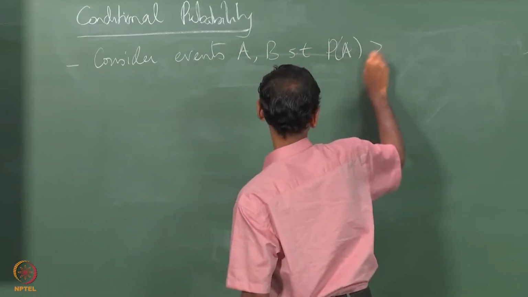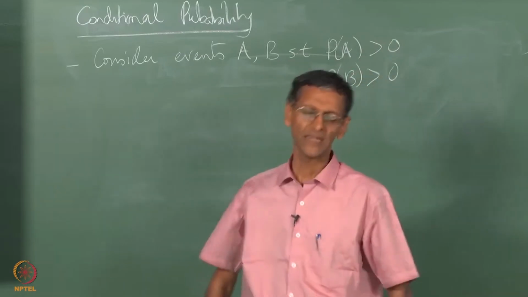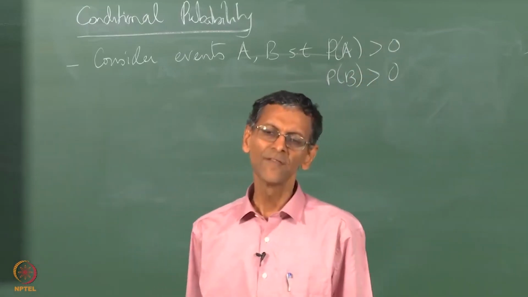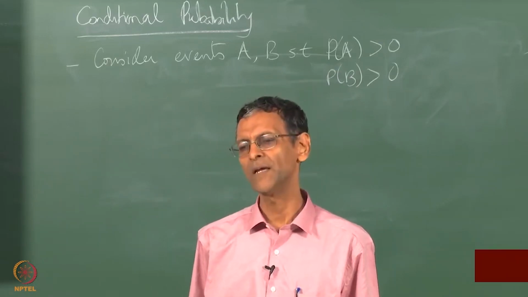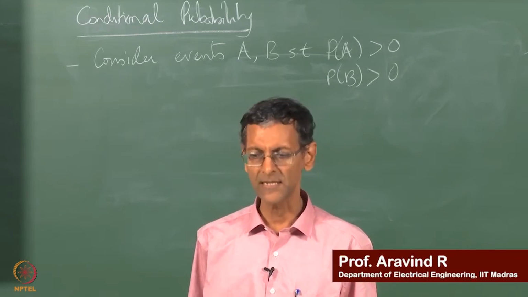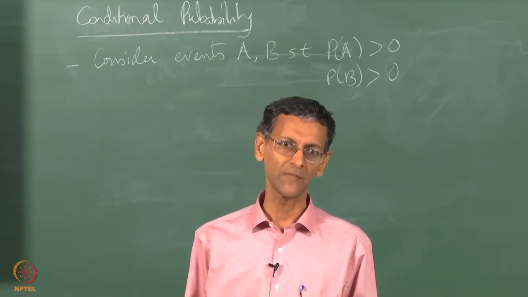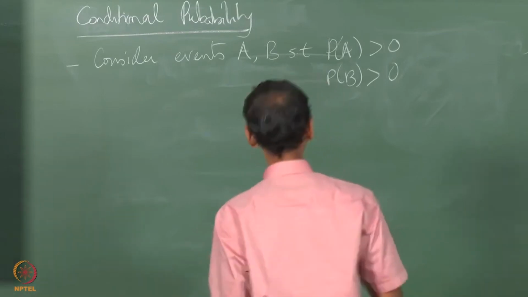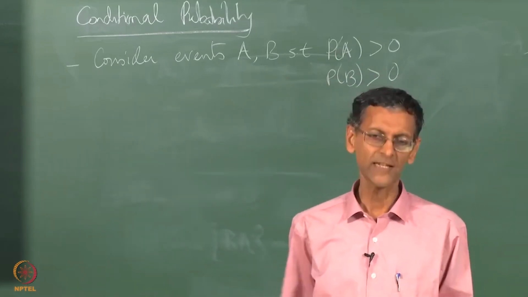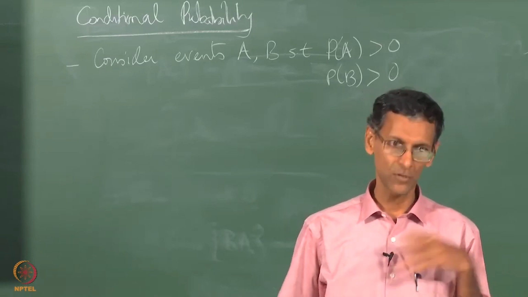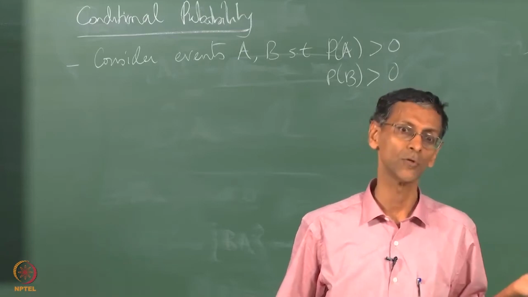Both P(A) and P(B) are bigger than 0. This is a very important requirement here, because there are cases where events end up having 0 probability even though they are not really the null event. So we are going to put the condition right away up front that P(A) and P(B) are greater than 0, so they are not the null or impossible event.